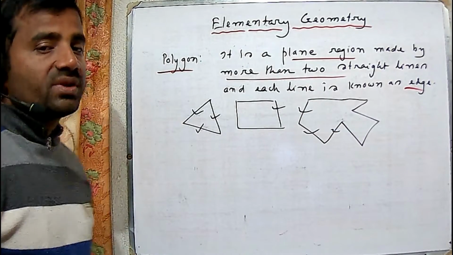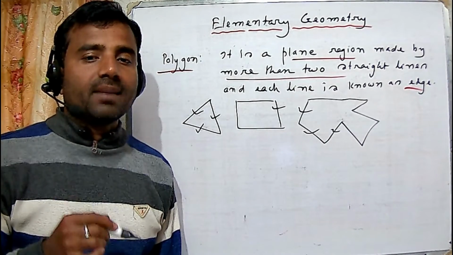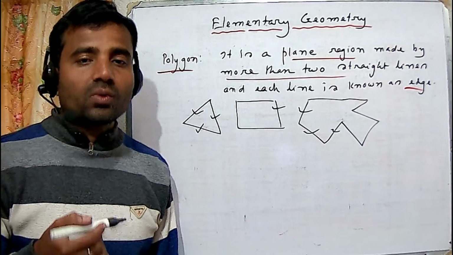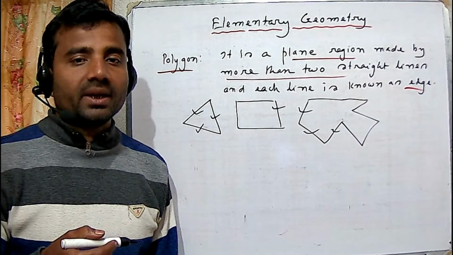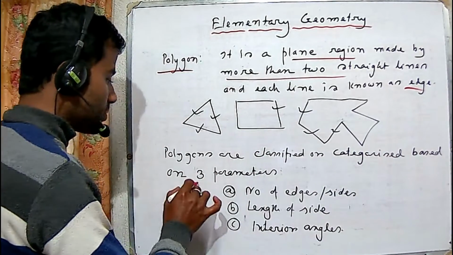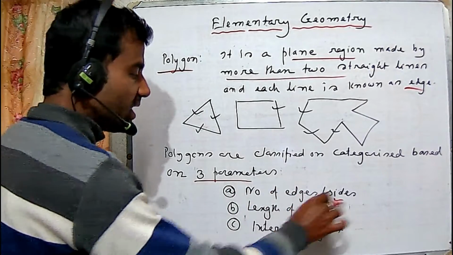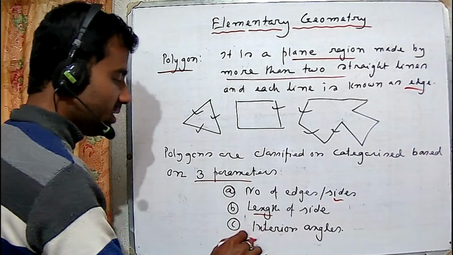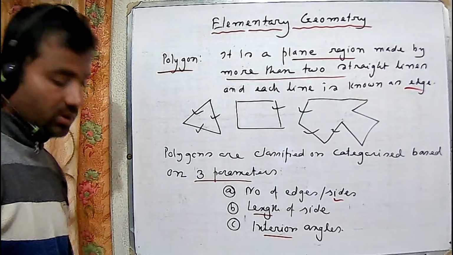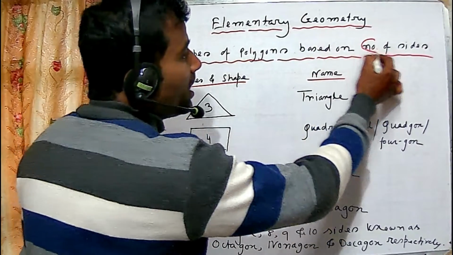Now polygons are classified based on three parameters. One is number of edges, another is length of edges, and the third one is interior angle. Polygons are classified or categorized based on three parameters, namely number of edges or sides, length of sides, and interior angles. Now we discuss one after one. Types of polygons based on number of sides.